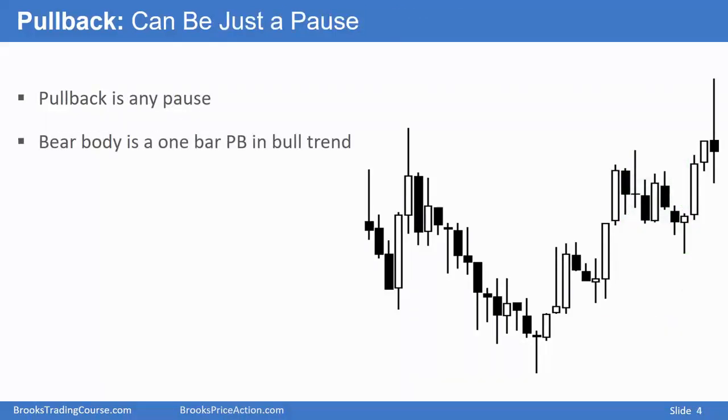The pullback is any pause. So for example, if I have a bull trend and a bear bar, that is a pullback. Whether or not this low went below that low, I still call it a pullback. In this case, it did go below that low, so most traders would call it a pullback. Pullbacks can grow. They can grow into a trend reversal.